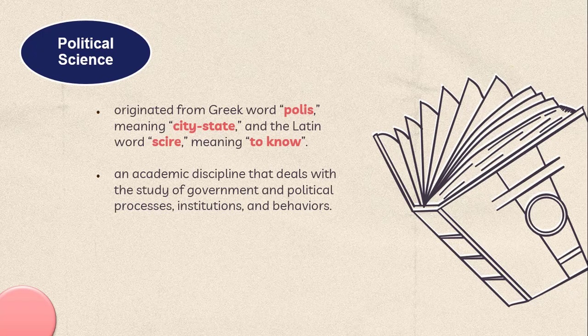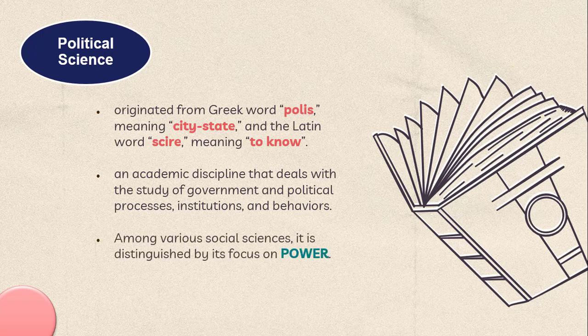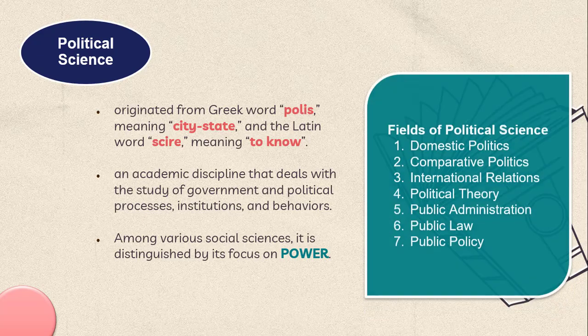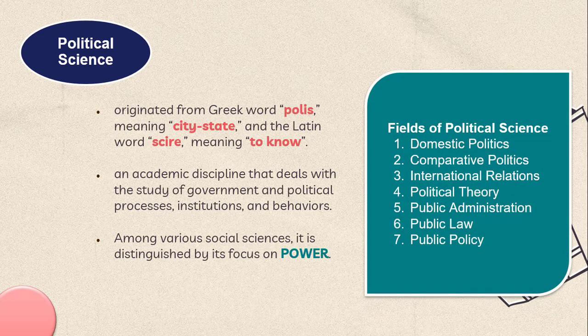This subject of interest is the systematic analysis of various institutions and processes, sources and limits of political power and its manifestations, types of legitimate authority or rule, and systems of government. Although it has interconnection with other social science disciplines, it is distinguished by its focus on power. The following are the common fields under political science: domestic politics, comparative politics, international relations, political theory, public administration, public law, and public policy.